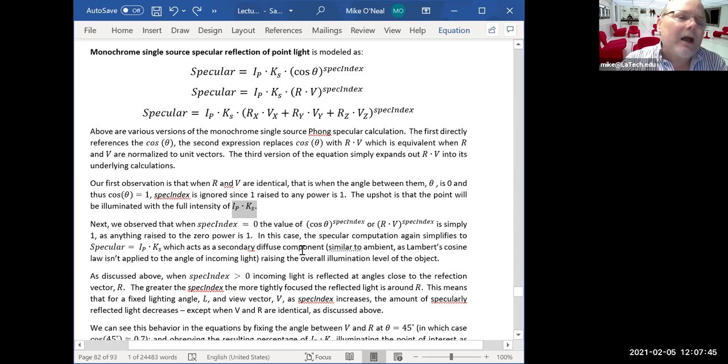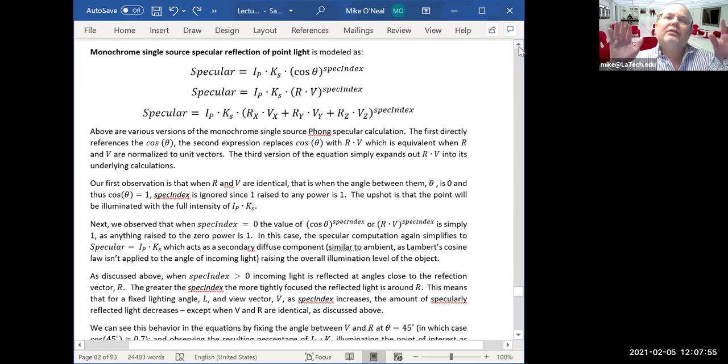Okay. Now, what if the spec index is 0? It's as tiny as it can get. Now, remember we said the spec index is the glossiness. So a very low specular index is something that's not very glossy. And so the less glossy you are, the more spread there is in that highlight. And taken to its extreme, that highlight is spread in all directions. So you get another diffuse component.